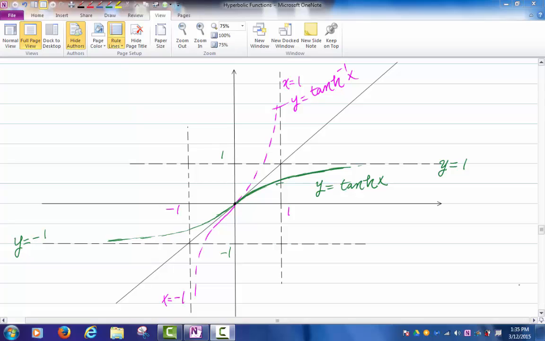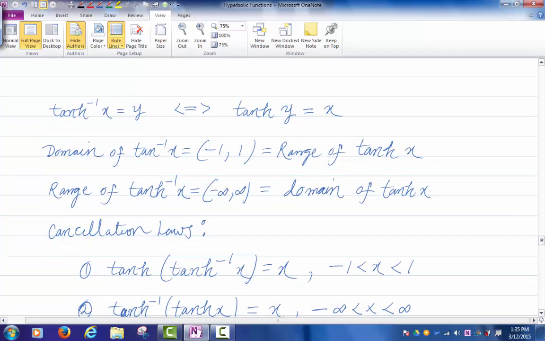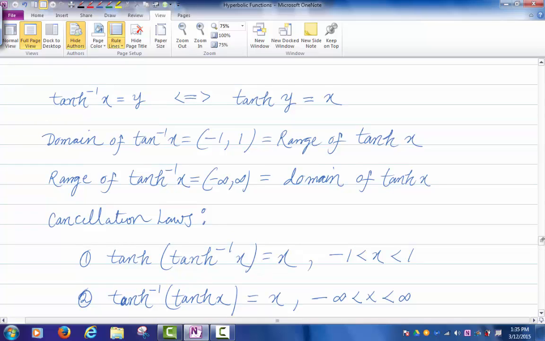Alright, so hyperbolic tangent and hyperbolic tangent inverse are given by the green and the pink curves. Once again, hyperbolic tangent inverse of x is y if and only if hyperbolic tangent of y is x. The domain of hyperbolic tangent inverse will be the range of hyperbolic tangent, and the range of hyperbolic tangent is -1 to 1, excluding -1 and 1.